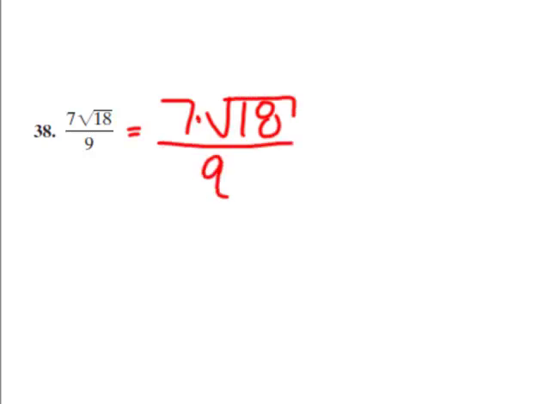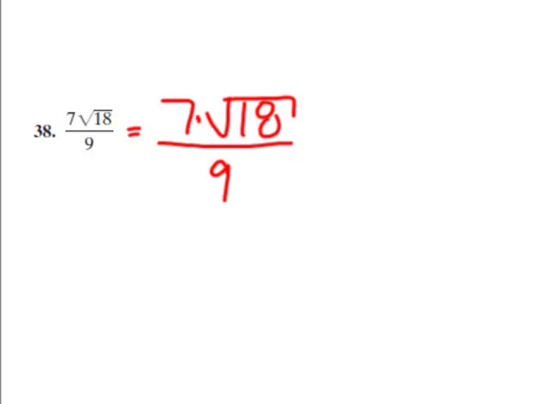Very last problem for this section. We have 7 times the square root of 18, all divided by 9. Remember, when the numbers are just sitting next to each other, they are multiplying. So be very careful that you don't want to simplify this 18 divided by 9 and get the square root of 2. 18 is inside the square root and 9 is not. That means that they cannot hang out.